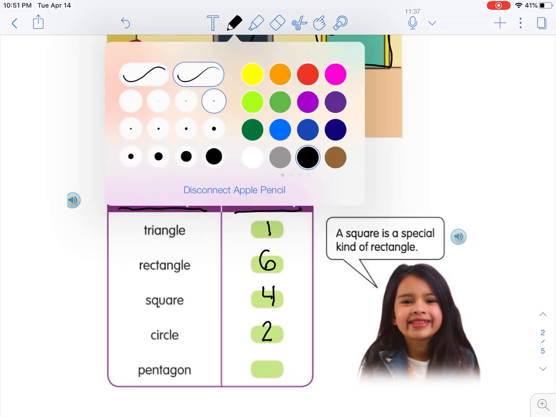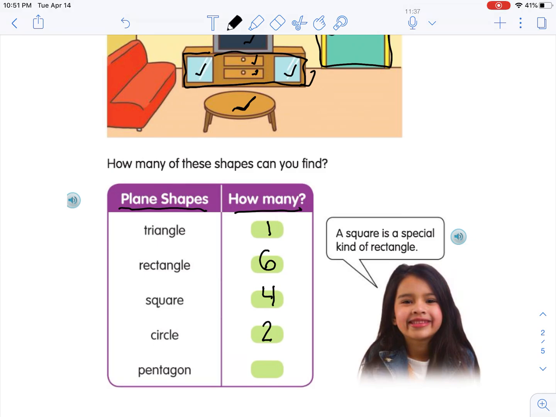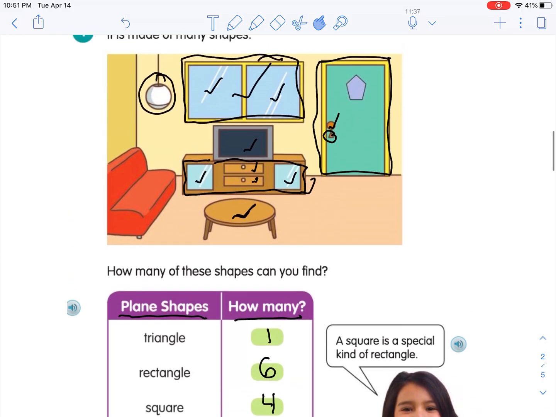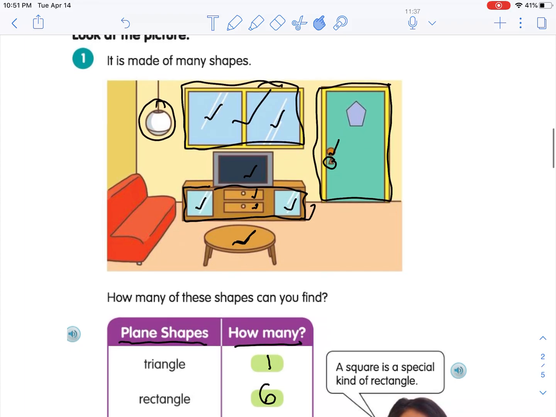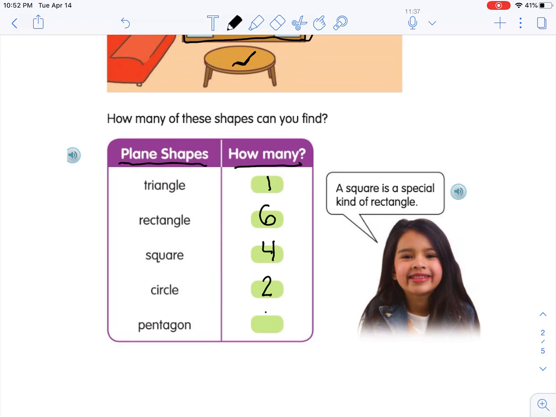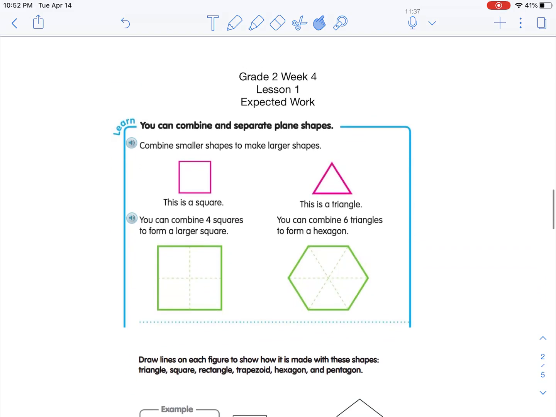And lastly, a pentagon. Right now, think to yourself, how many sides does a pentagon have? If you said 5, you got it. Let's see if I can find any shapes in this picture that have 5 sides. Any plane shapes. 1, 2, 3, 4, 5. There we go. I found one that has 5 sides, so that is a pentagon. I'm going to write in 1. I was only able to find 1. I don't know about you. Maybe you found more. So let's take a look at our next sheet.